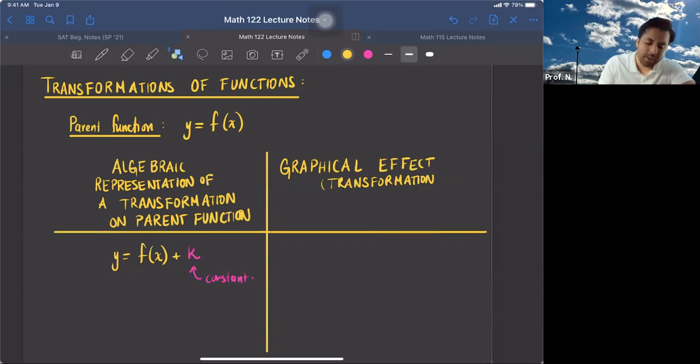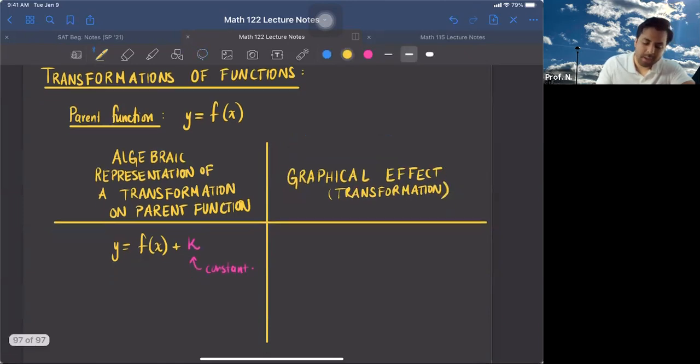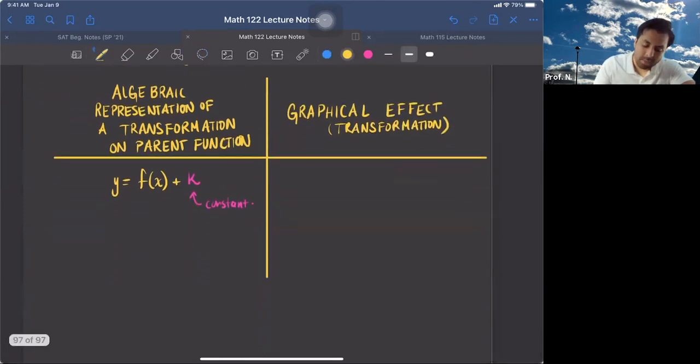So the graphical effect we know from last time. So making a table might help a lot. Is that we vertically shift a graph of y equals f of x, k units up.